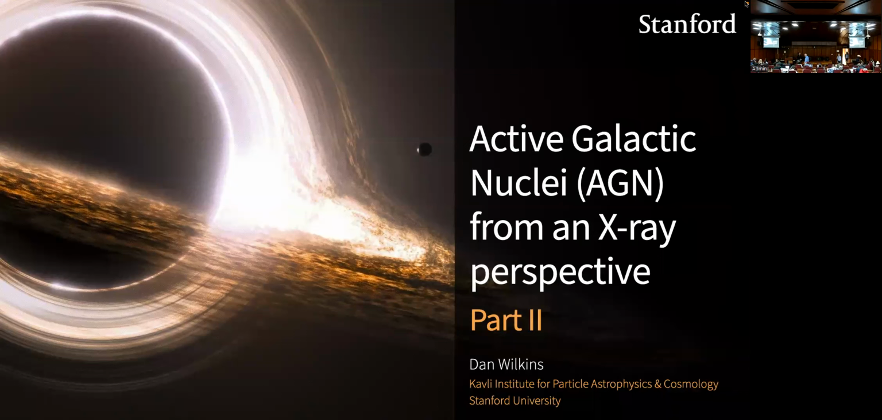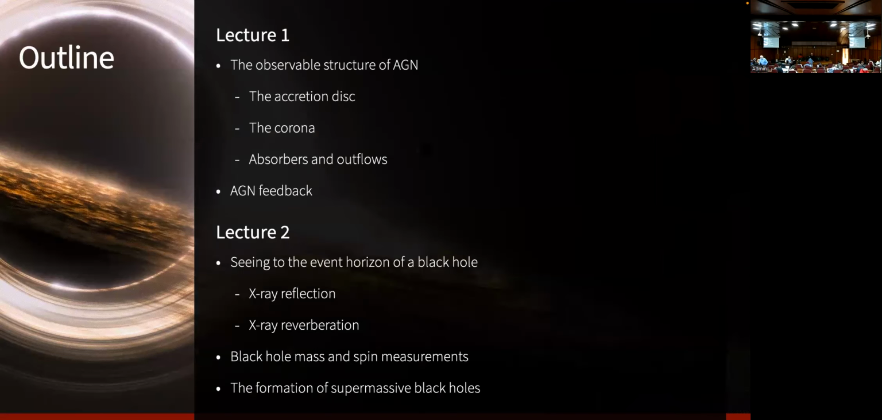So today we move on to part 2 of our discussion of AGN. Just to begin, we'll recap what we talked about last time. Last time we looked at multi-wavelength observations of AGN, but with a real focus on the X-ray component of that. And we saw how we can piece together the structure of that central engine that's powered by material falling into a supermassive black hole in the center of a galaxy.